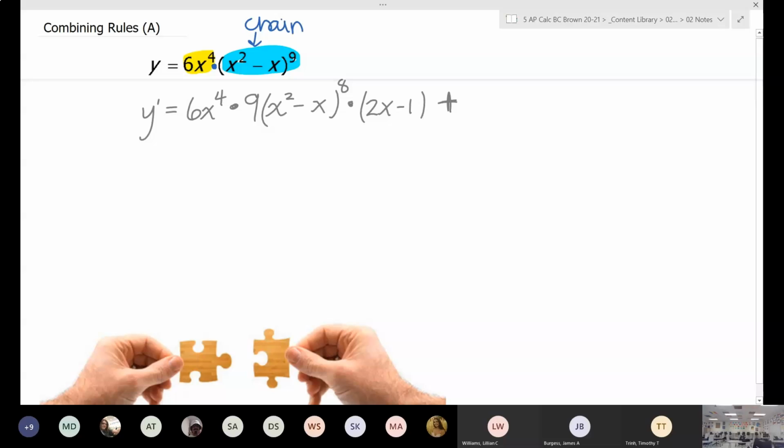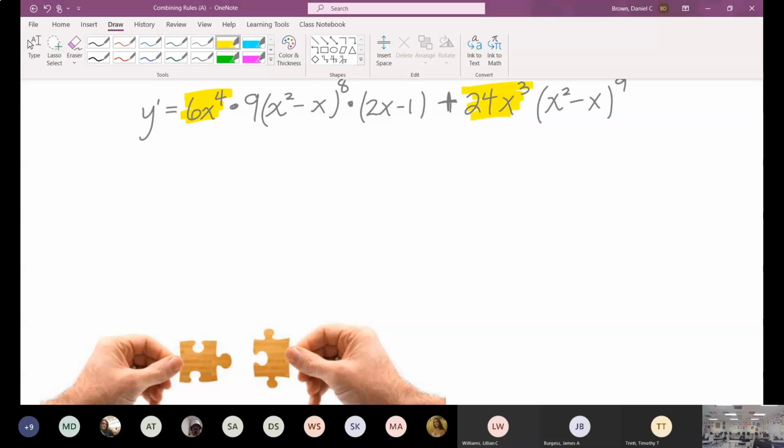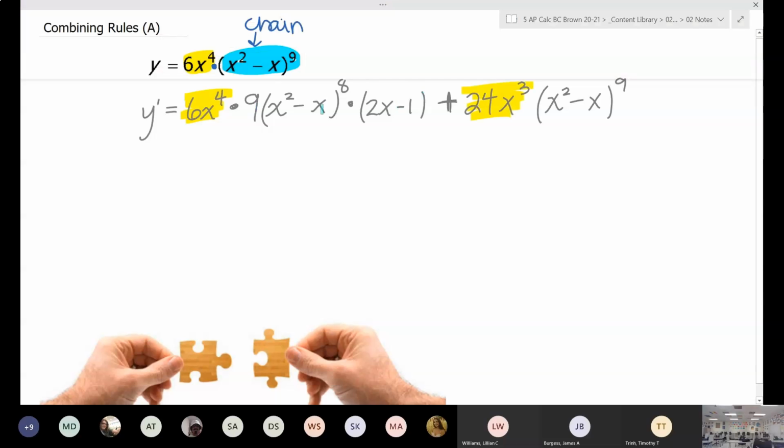plus the derivative of the other one now. So I'm going to take the derivative of the 6x to the 4th. 4 comes down in front, giving me 24x to the 3rd power times the original of that second term. So we can see that we have used the product rule. And then we also had to use the chain rule when I took the derivative of the second part here.